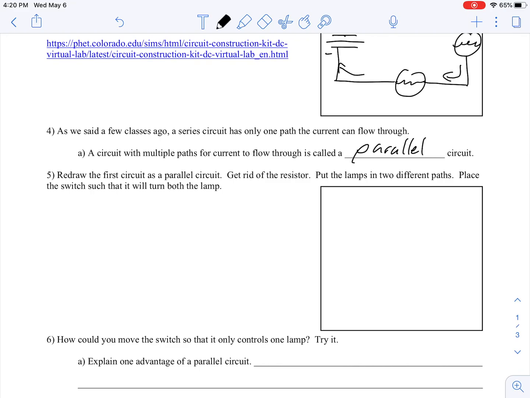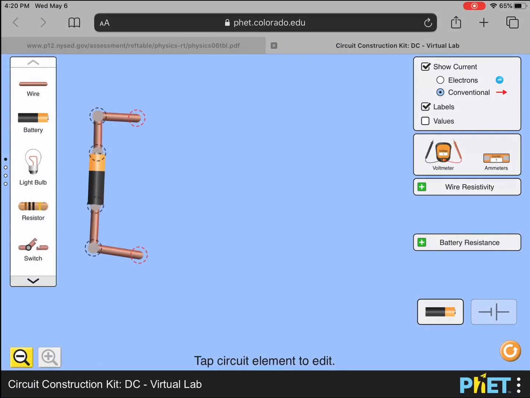So I think what I'm going to do is, well, it says here, redraw the first circuit as a parallel circuit. Get rid of the resistor, so there's going to be no more resistor, but there's going to be two lamps, and a lamp is going to be in each path. So let's draw what this looks like. Actually, let's just show you what a parallel circuit looks like and how it's different.